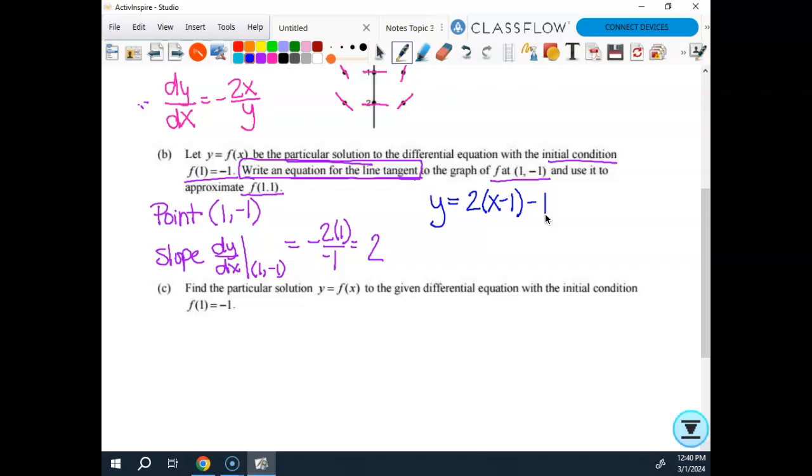Are we finished with part B? No, because then it says, and use it to approximate this. So do that. I'm going to approximate f of 1.1 using the line that you just had.